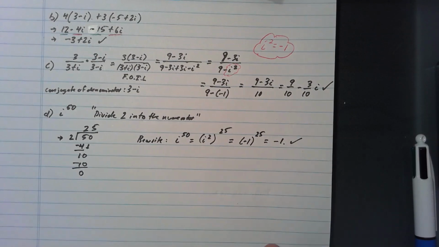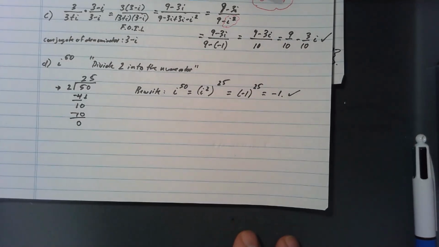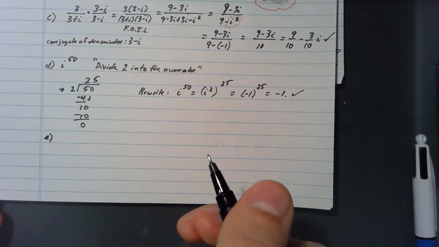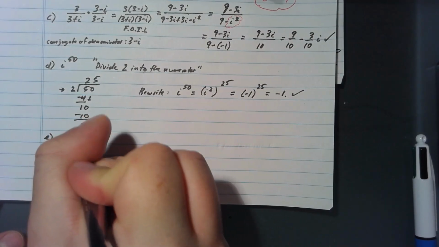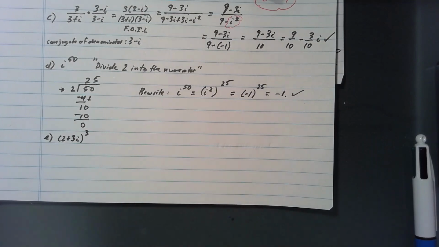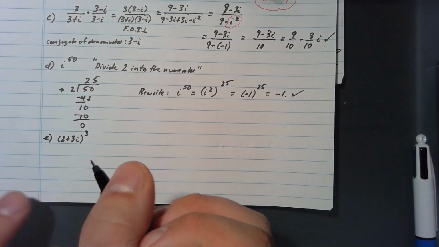Letter E. See if I can squeeze it down here. So this means I have 2 plus 3i to the 3rd power. Okay, so now when you're doing this one, you just got to multiply all 3 terms out.